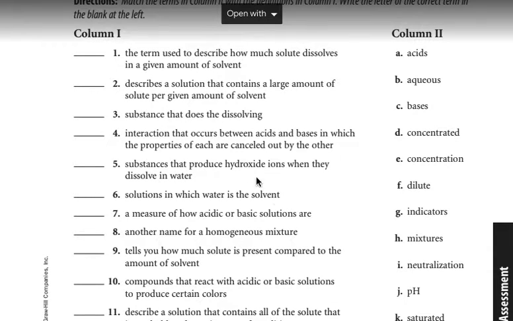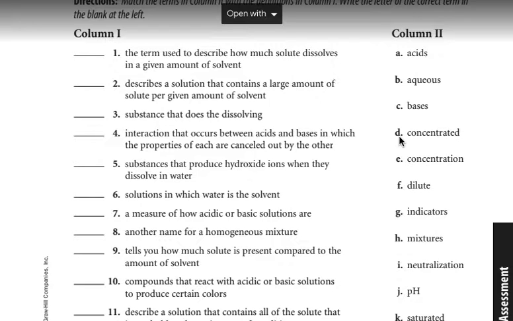Number 2 describes a solution that contains a large amount of solute per given amount of solvent. Talking about a large amount of something that's dissolved would be talking about the factor of concentration. If you have a higher concentration of something, there's a larger amount of it. Therefore, when you're talking solubility of solutes dissolved in a solvent, you've got a higher concentration or concentrated solution. This is letter D. Letter D for number 2.